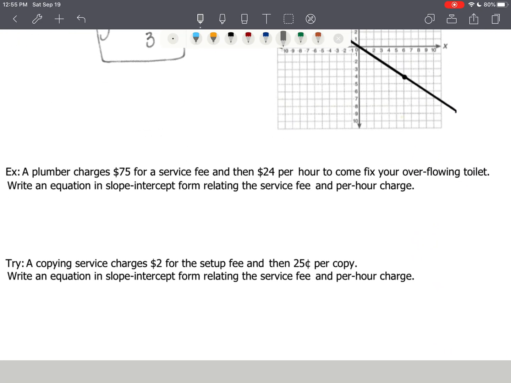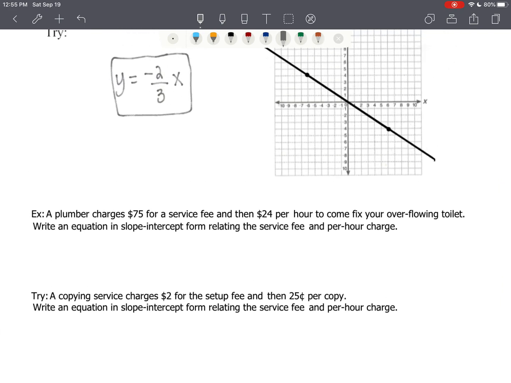Okay, here are 2 problems for you to try. Again, press pause and then come back and we'll see if you can put it together. We've done this problem before, but now you can identify it and call it slope-intercept form. Okay, welcome back. If you never pressed pause, make sure you press pause and give these two problems a try. A plumber charges $75 for a service fee and then $24 per hour to come fix your overflowing toilet. So y equals 24x plus 75. But you have to define your x and your y because it's a word problem.